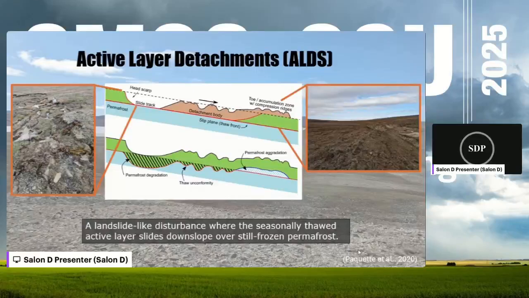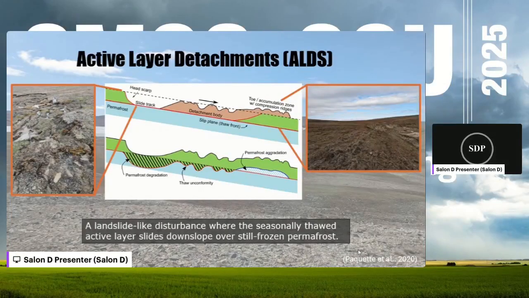So active layer detachments, or ALDs, are one of the most common forms of permafrost disturbance. They happen when the active layer, or the seasonally thawed layer, slides off of the permafrost, covering still frozen permafrost. These often happen during warmer seasons and after intense rainfall, when the active layer becomes saturated and heavy, increasing the frictional force needed to keep it in place.